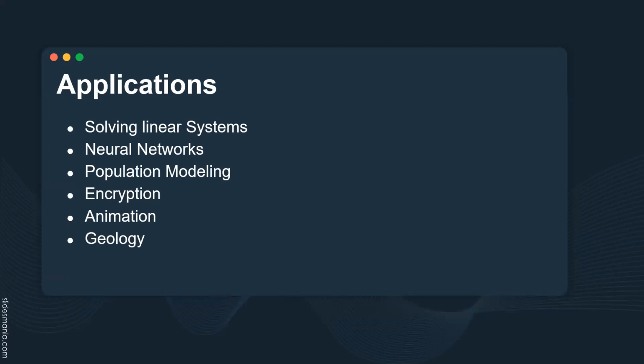Some applications of matrix multiplication: it's used in solving linear systems, it's used in neural networks, it's used extensively in artificial intelligence. It's used in population modeling, data encryption, animation, and in geology. It has a wide variety of uses, but this is just a small subset of it.